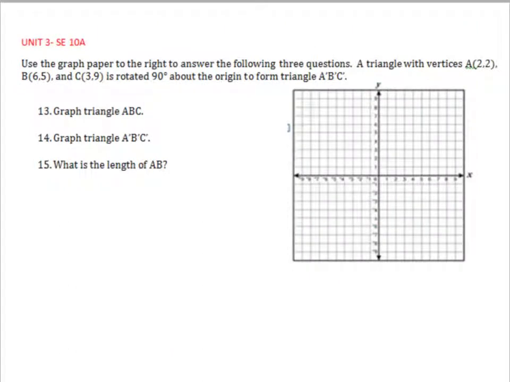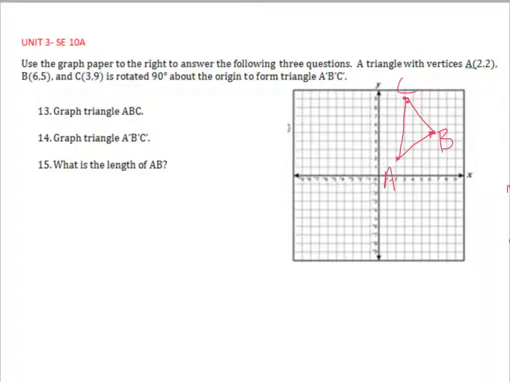Use the graph paper to the right to answer the following three questions. So you're going to graph triangle ABC. Triangle ABC, A is at 2, 2. And it's kind of hard to graph these on this paper, 2, 2. And then B is 6, 5. And then C is 3, 9. So when we draw our line between those, we end up with triangle ABC.